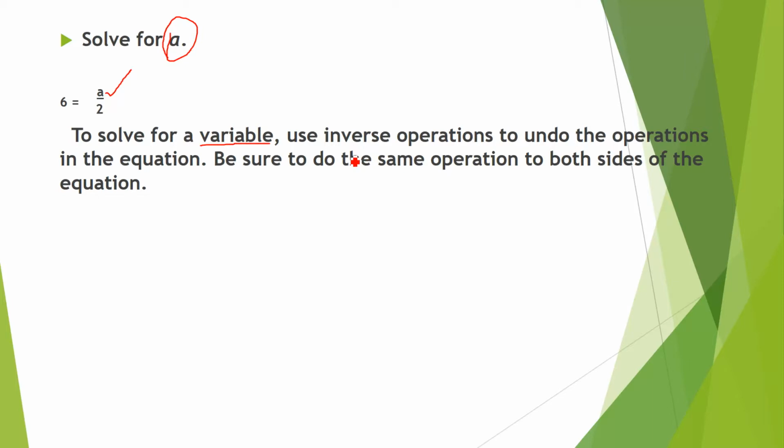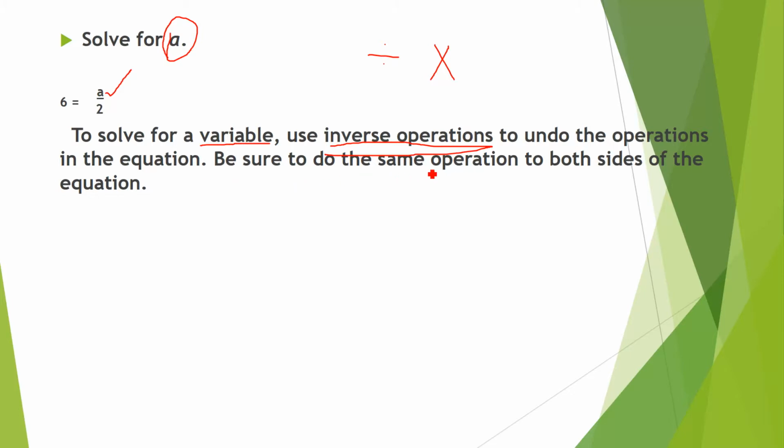So first I will explain to you these two lines. To solve for a variable, use inverse operations. What does inverse operation mean? Suppose there is a division sign, you have to make it multiplication. I will show you how. If there is a negative sign, then the inverse is positive. If it is positive, the inverse is negative, and so on, right? Why do we use inverse operations? Because we want to undo the operations in the equation.